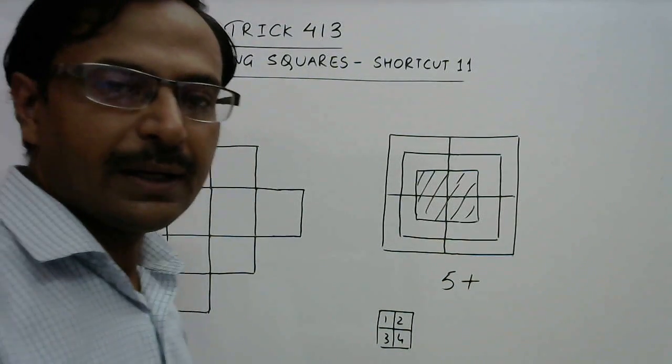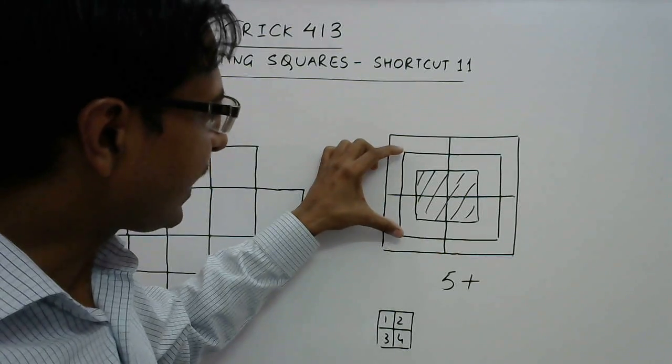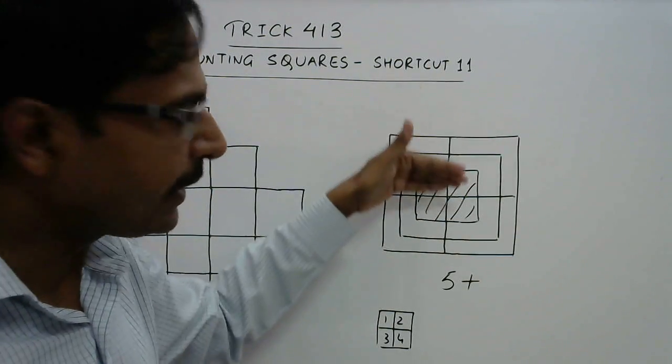Then if you consider the next square, which is the second one, which is the intermediate between the outer and the inner square.